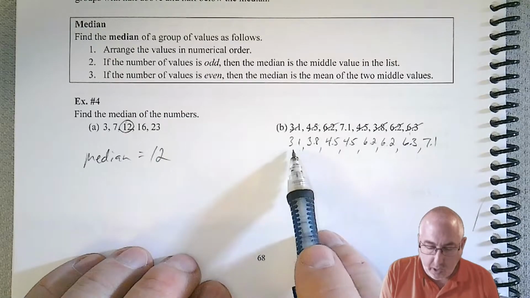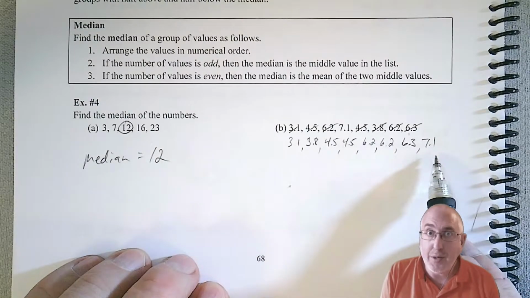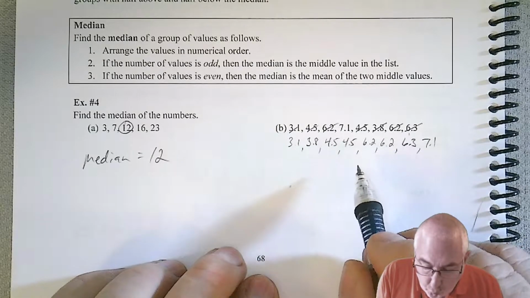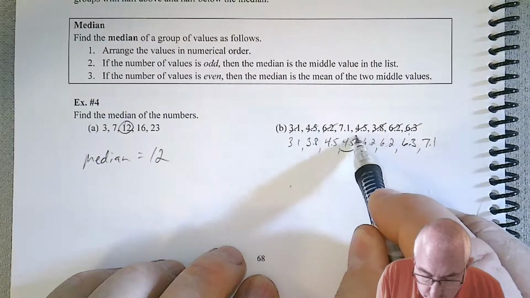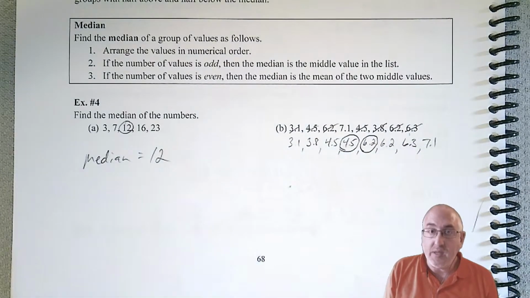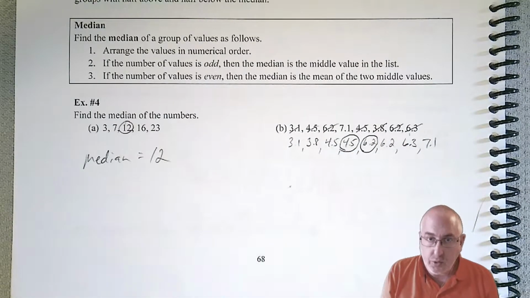Let's count them up. We got 1, 2, 3, 4, 5, 6, 7, 8 numbers in our data set. So we want to work our way in. And so our two middle numbers, hopefully you can agree, should be the 4.5 and the 6.2. So we want to average those two numbers together.